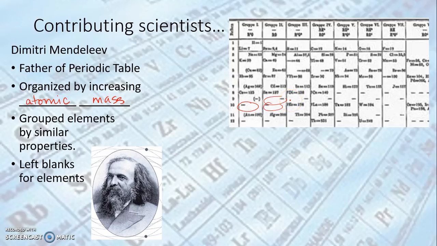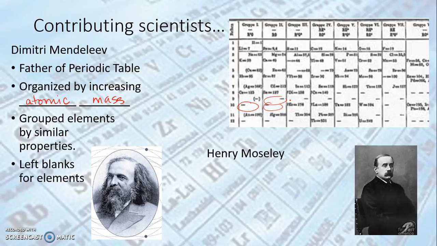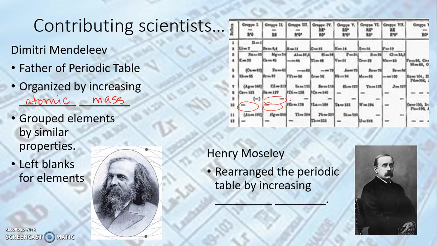Okay, so then at the same time that he was doing this, there was a guy named Henry Moseley. This is what he looks like, stuffy old chap. All right, and Henry Moseley was actually working on it as well at the same time, and he kept going on after Mendeleev, and he looked at it and he said, you know, this needs to be rearranged a little bit more.